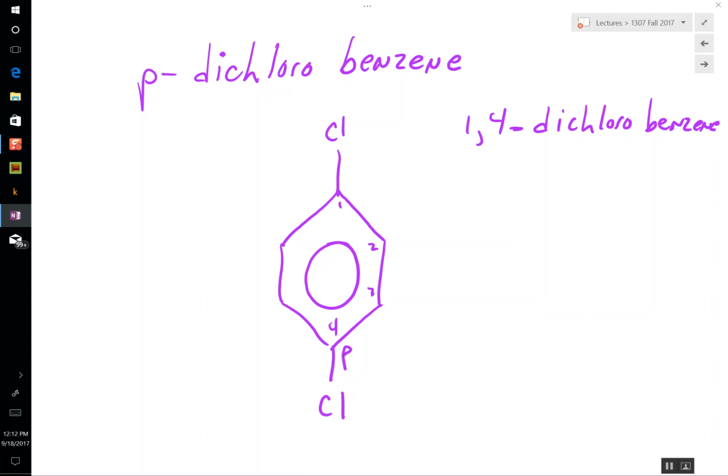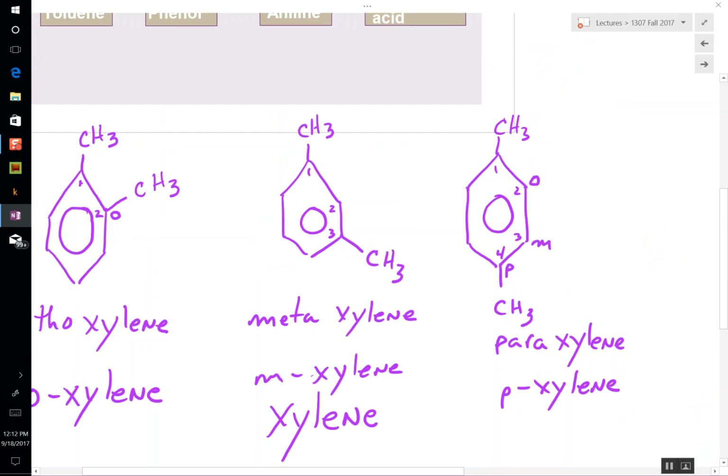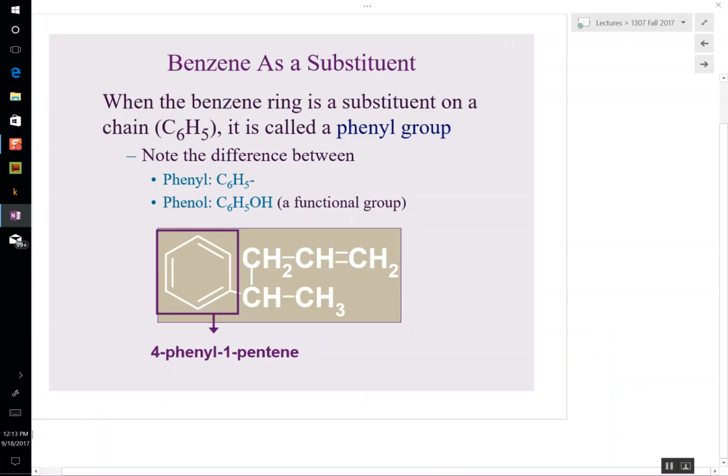And you know, oh, it's in the para position, opposite it. It's in the meta position. It's in the ortho position. So you need to understand what ortho, meta, and para positions are on a benzene ring. They only apply when there are two things on the ring. In other words, just benzene itself, any one of the carbons is carbon number 1. They're all identical.